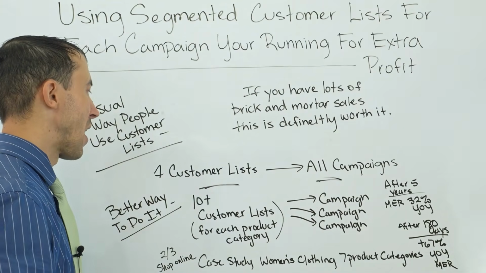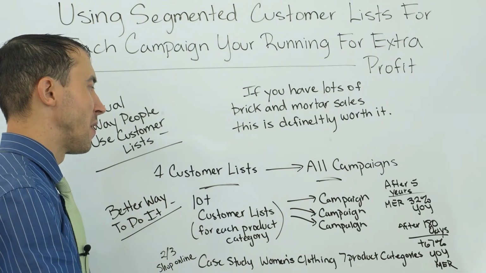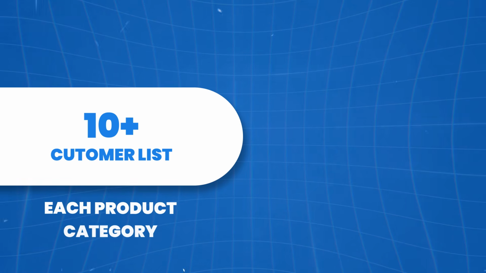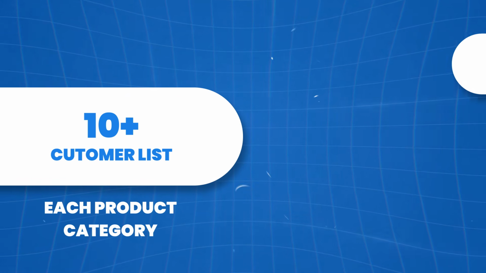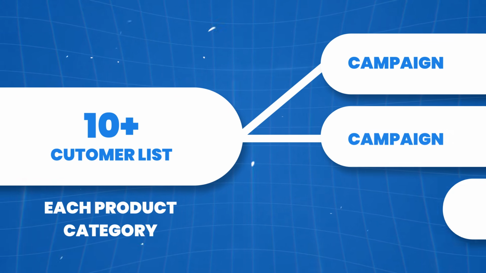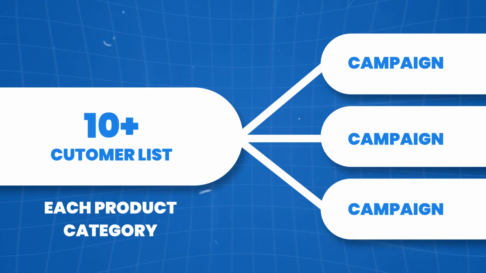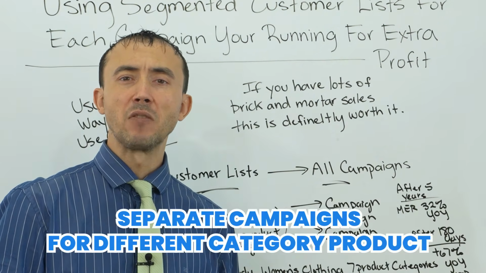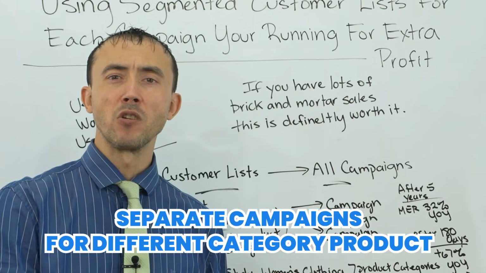However, if you're going to do what I mentioned in this video specifically, you can have 10 customer lists for each product category you sell, and then apply them to each campaign based upon what that campaign's set up to promote, which, by the way, is why it's a good idea to have separate campaigns for different categories of products you sell.